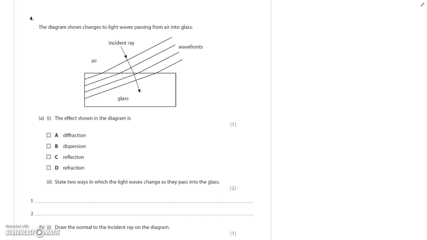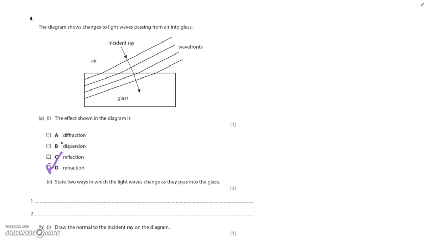As you can see in the diagram, the incident ray is going from air into glass, and as that happens, you can see that the ray is changing direction. That change in direction is called refraction. Two ways in which the light waves change as they pass into the glass.